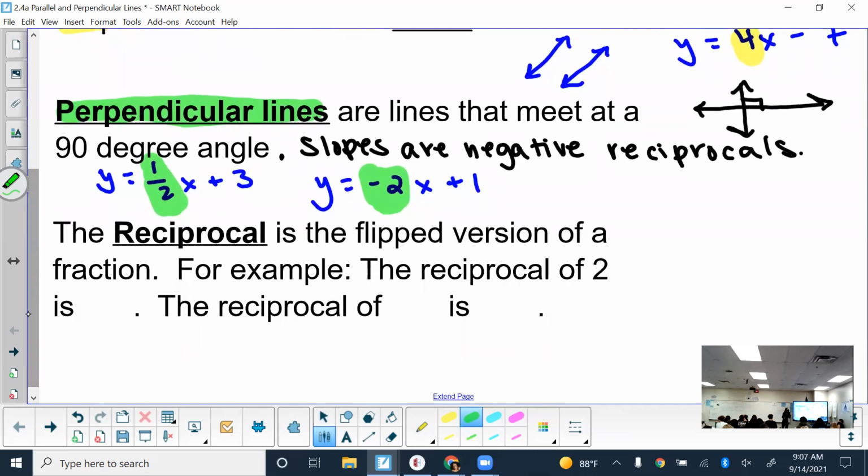So down here, just reminding you what a reciprocal is. It's the flip version of a fraction. So reciprocal of 2 is 1/2. And then if I gave you the reciprocal of 3/5, or I asked you for the reciprocal of 3/5, what would you tell me? 5/3. All right, so just make sure, just because it's a whole number doesn't mean it doesn't have a reciprocal. Write it as a fraction and then flip it. Questions about that?